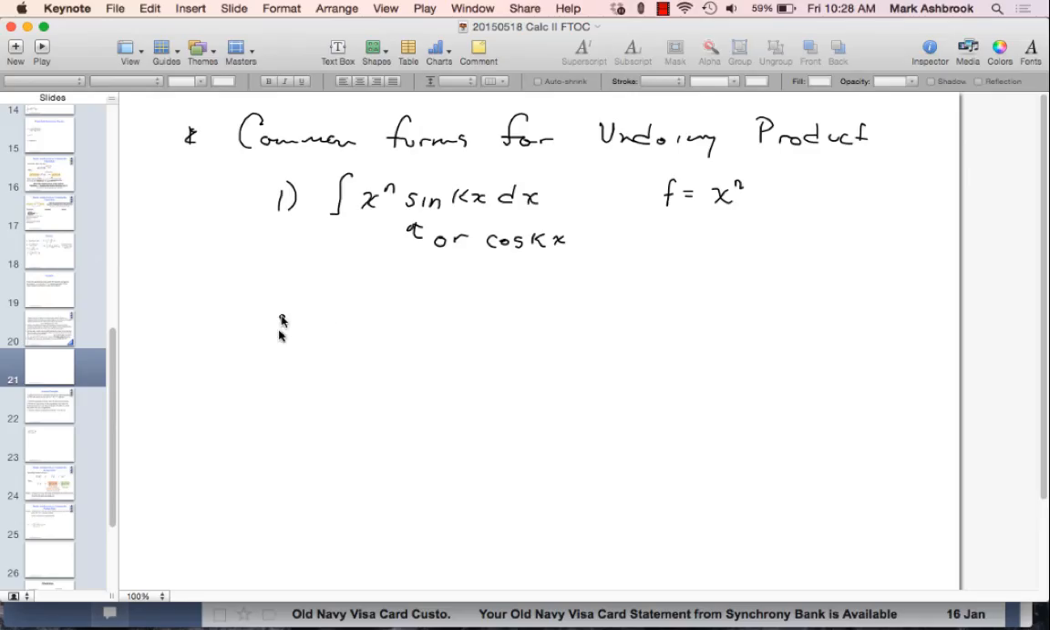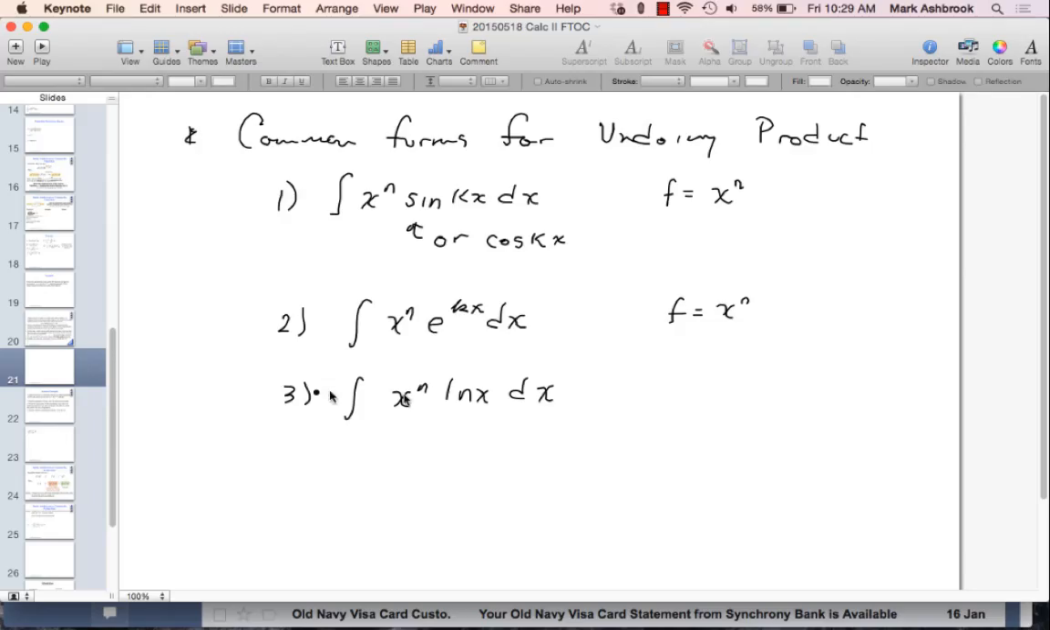Okay, another one similar to that is, say, x to the n times e to the kx. That's another common form for this. And so again, f is going to be x to the n. Okay? In your homework, you had x to the n ln of x. So I would guess that you tried f equals x to the n to start. And then you ran into difficulty because if g prime is ln of x, what's the antiderivative of ln x? Who knows, right?